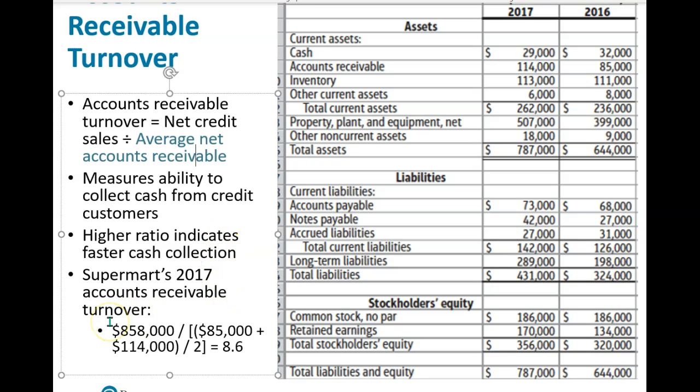So their accounts receivable turnover is: our sales were 858,000, and we're going to divide that by beginning accounts receivable plus ending of 114, divided by 2. All right, don't forget this average thing. You'd be surprised how many do, so don't forget that.